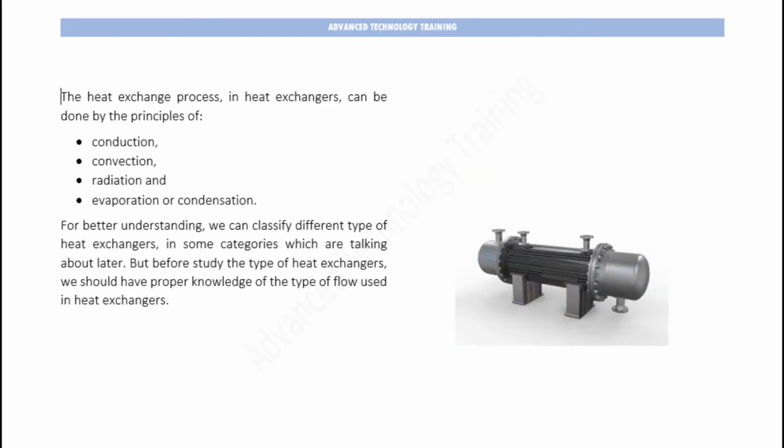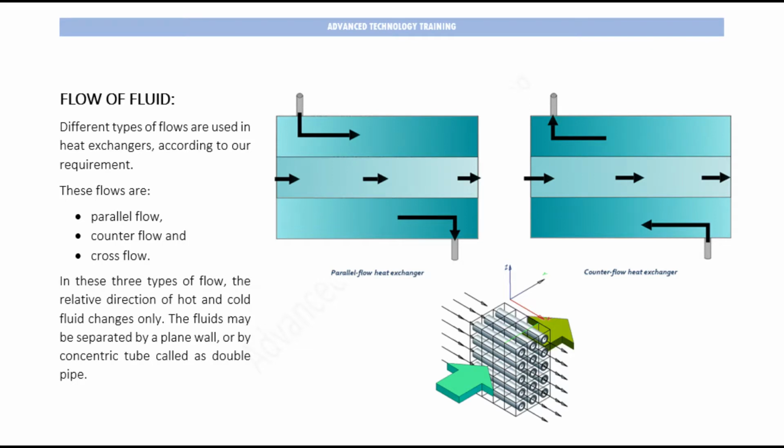The heat exchange process in heat exchangers can be done by the principles of conduction, convection, radiation, evaporation or condensation. For better understanding, we can classify different types of heat exchangers in some categories which we are talking about later. But before studying the types of heat exchangers, we should have proper knowledge of the type of flow used in heat exchangers. Flow of fluid.